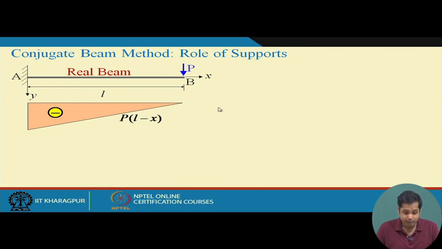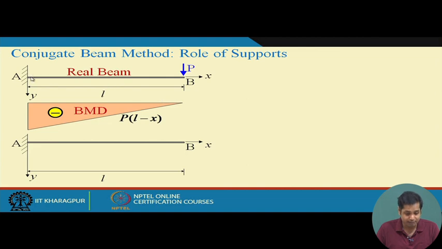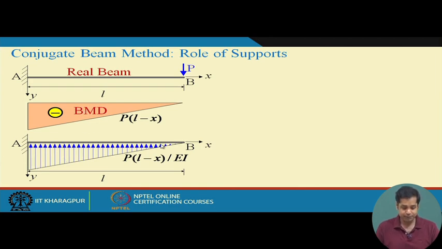So, this is the bending moment diagram, and then we form the conjugate beam. Conjugate beam will be, let us take the real beam, the same beam, and then replace the load by the curvature diagram of the real beam. Curvature diagram means the M by EI diagram of the real beam. So, M by EI diagram is this. Since it is negative, the load will be in the upward direction in this case. So, what is the distributed load? Distributed load is this divided by EI. Now, this is the conjugate beam.